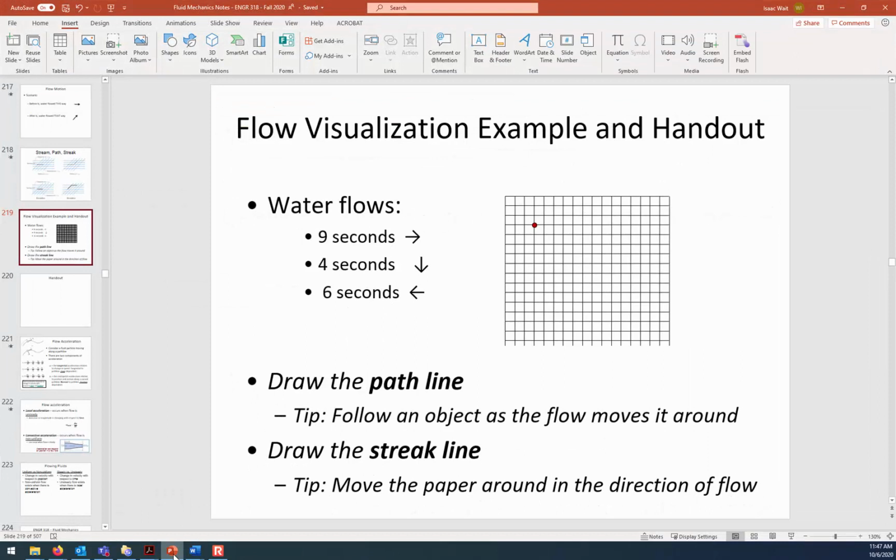The thing to do to draw a streak line is to hold your pencil or your pen steady and to move the paper in the direction indicated by the arrows.